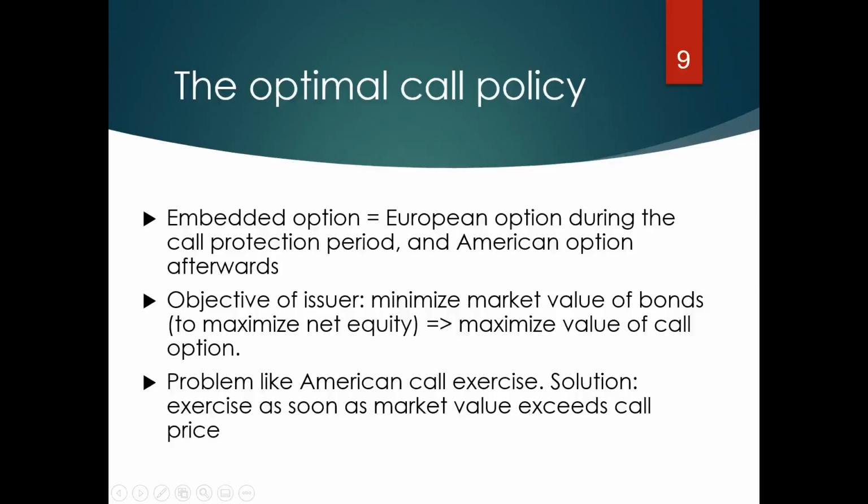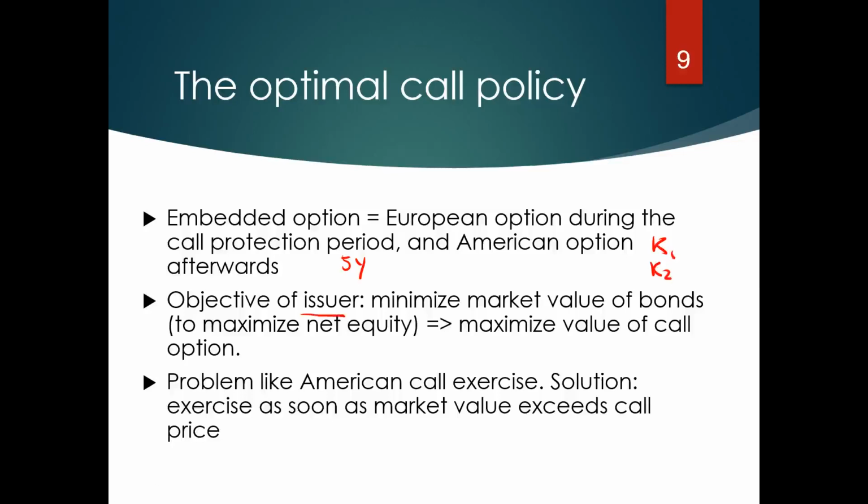So what's the optimal call policy for the issuer of the bond? First, the embedded option that you have, the call option, is going to be a European option during the call protection period. In our example, it was like for 5 years. And then it's going to become an American option afterwards. Now note that this American option is going to have different strike prices. So the different strike prices, they're going to depend on each of the call option prices.